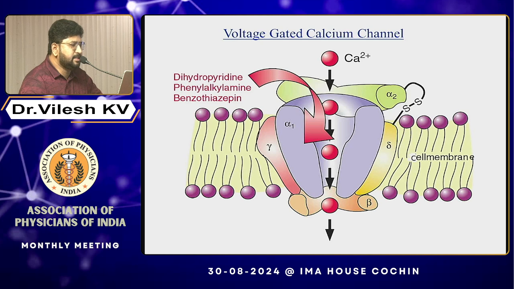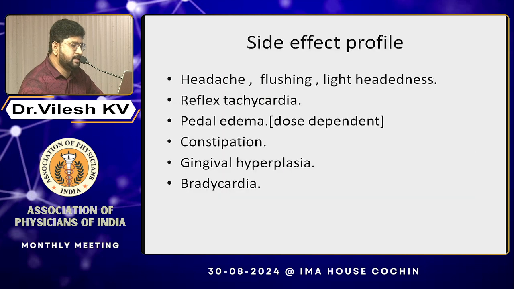Voltage gated calcium channel, I was told that some DNB residents also attend, so I thought probably for their benefit, this was a question in the paper last year. So it's nothing but a unit which has alpha 1, alpha 2, gamma, delta subunits through which the voltage gated calcium entry and then the action takes place.